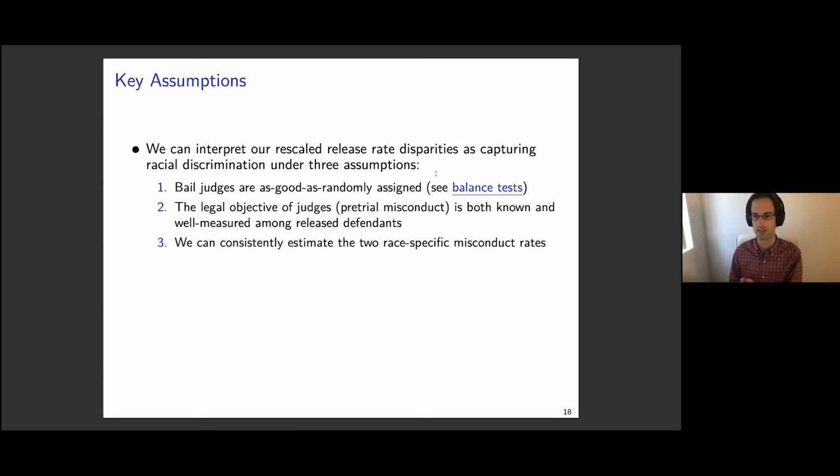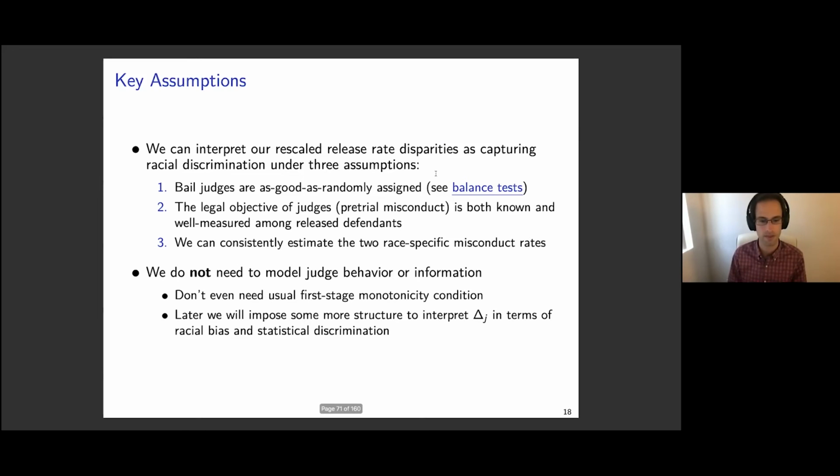estimate two race-specific misconduct rates, which I haven't really gotten into the details of how we do that, given that is also a key hurdle: the censoring of individuals who are detained before they're released. The nice thing about this is that you don't need any model of judge behavior or about what information set the judge gets. It's a model-free estimate of disparate impact. I don't think I'll get to it in this, but you can impose more structure if you do want to disentangle where this is coming from. Is it racial bias or is it statistical discrimination?